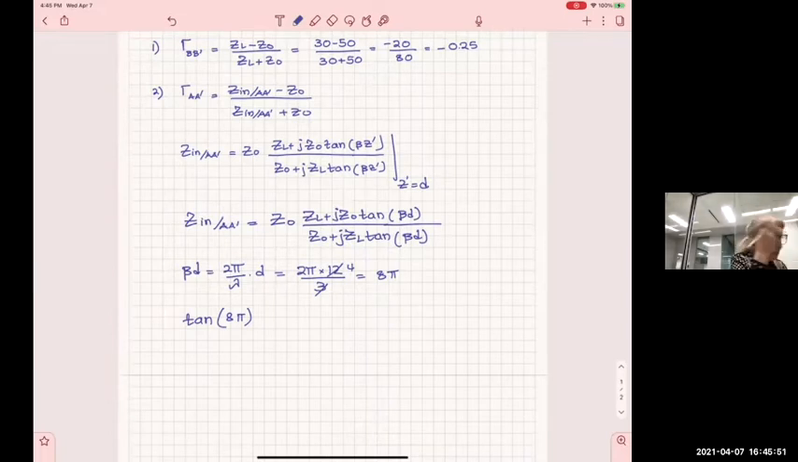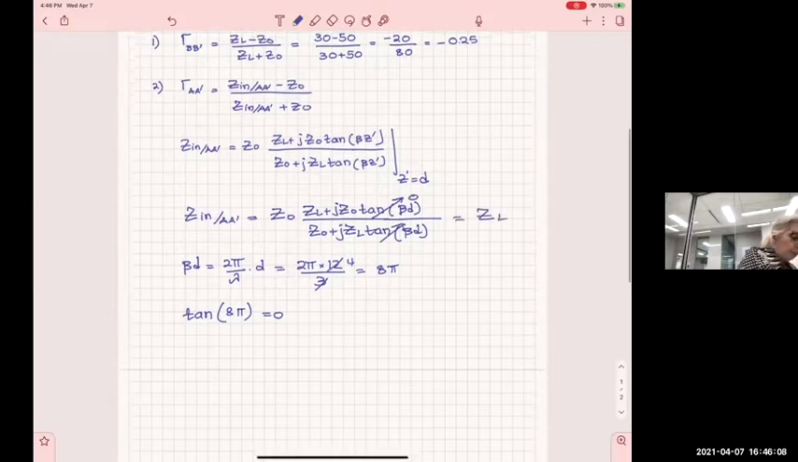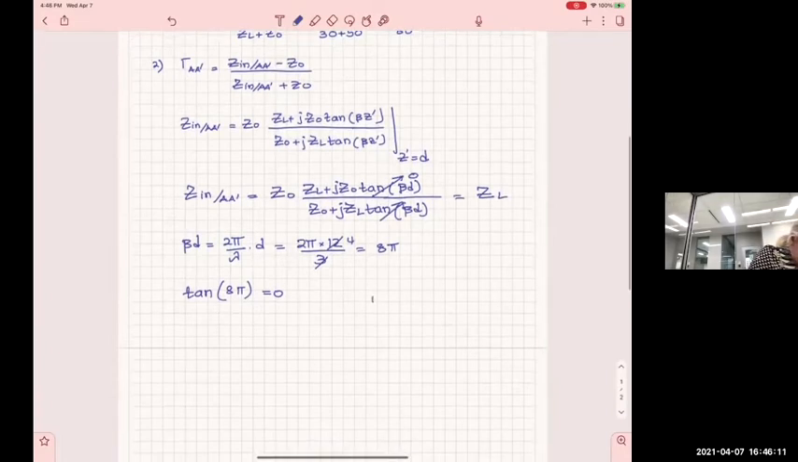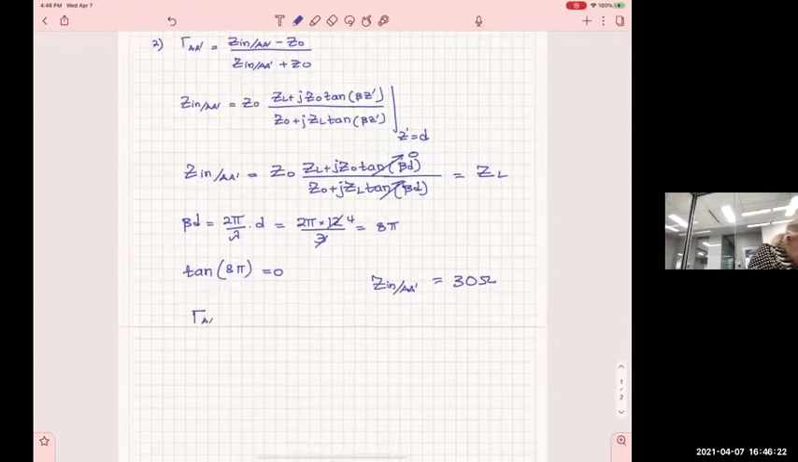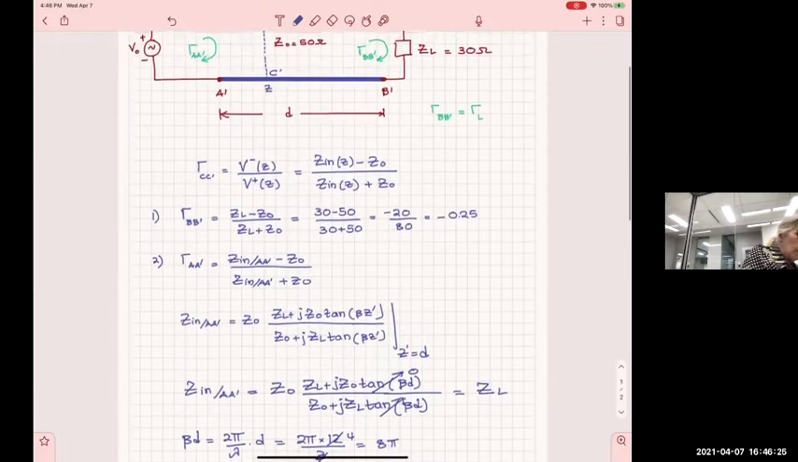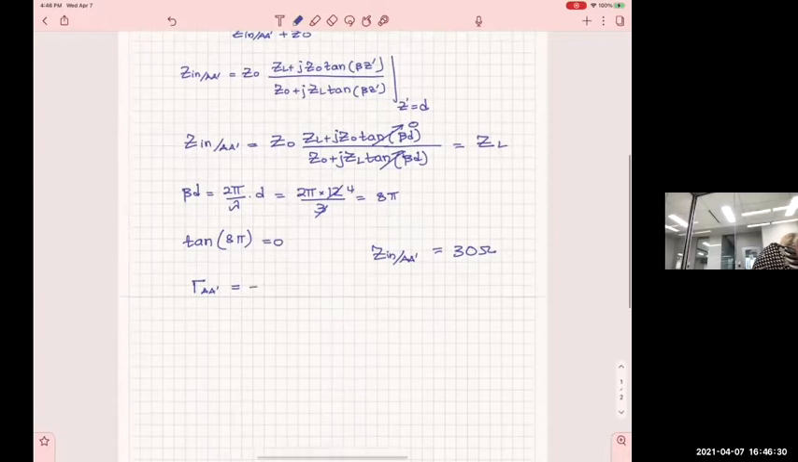What do you think? My calculator is saying it's basically zero. Exactly, it's 0. So practically for this case, this is 0, this is 0, and therefore this is ZL. So for that length of the line, your Z input at AA prime is ZL, which is 30 ohms. So your gamma AA prime is going to be similar to your gamma at the end of the line, which for this case is minus 0.25.